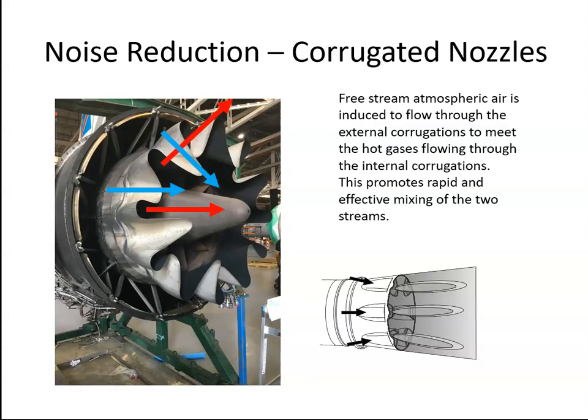Instead of lobes, we could also use corrugated nozzles. And here you can see the hot gases coming out, and they're directed in a way to promote mixing of the hot gases and, in this case, the bypass gases. So you will get a mixing region here. We have a core region here, and that will reduce our shear.